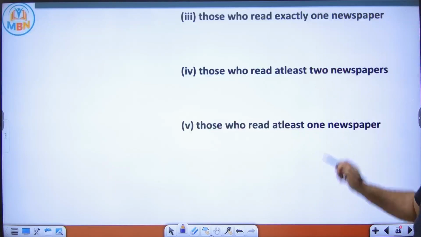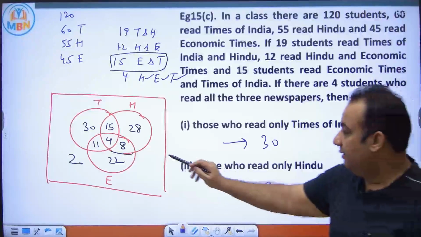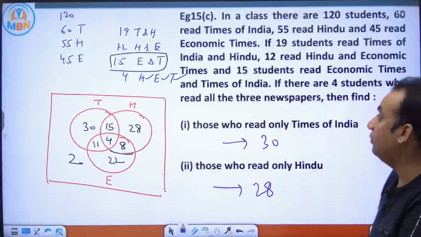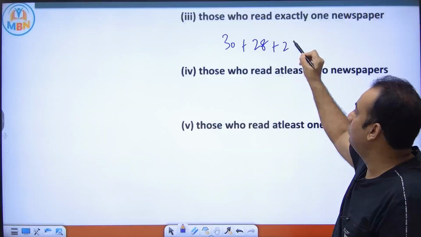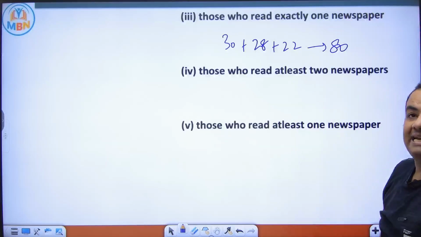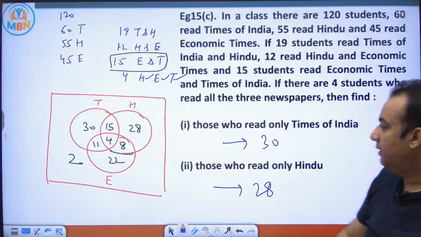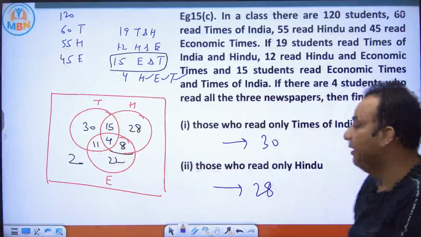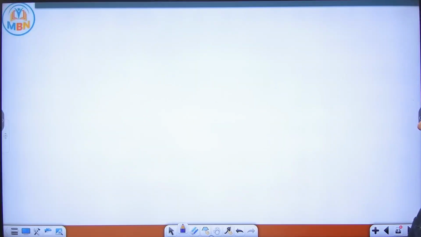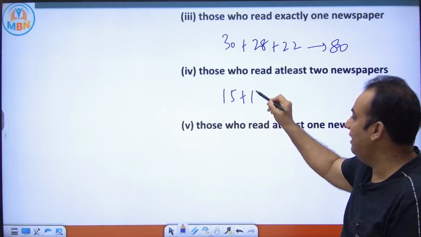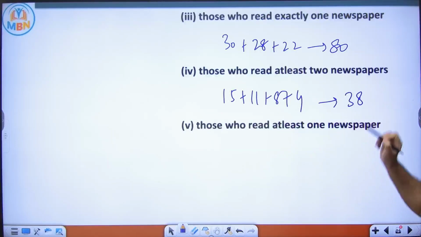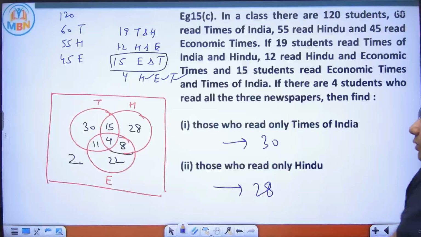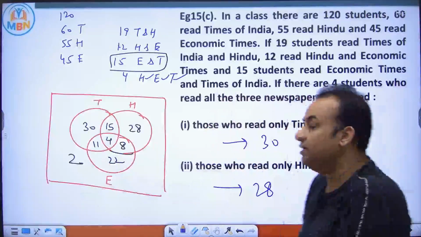Those who read exactly one newspaper: 30, 28 and 22. So that is 80. Those who read at least 2 newspapers: 15, 11, 8, 4. Add this: 26, 34, 38. Those who read at least 1 newspaper. At least 1 means what? All the students except these outside ones. So 118.